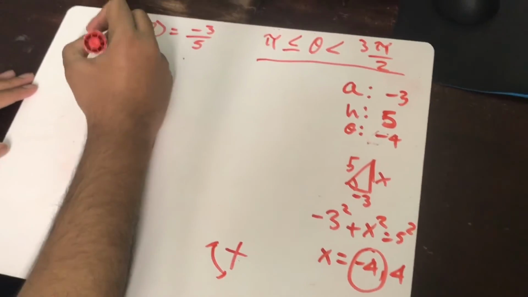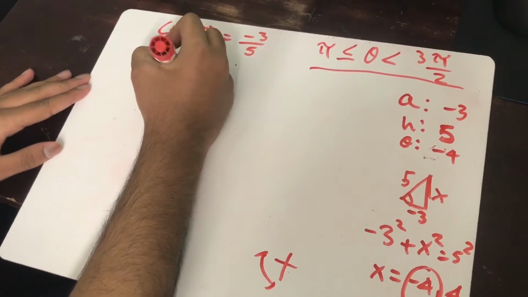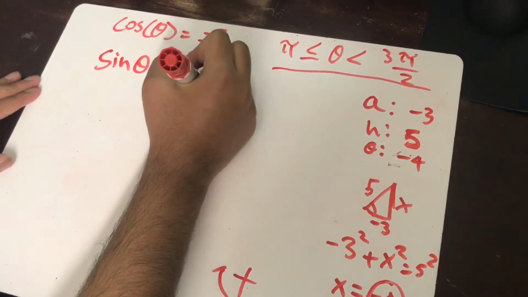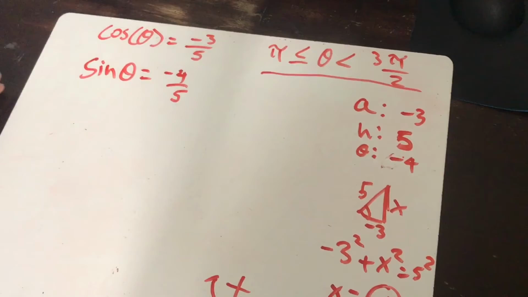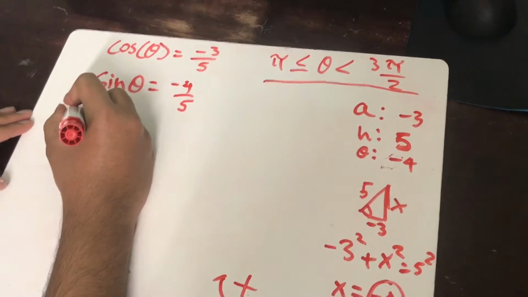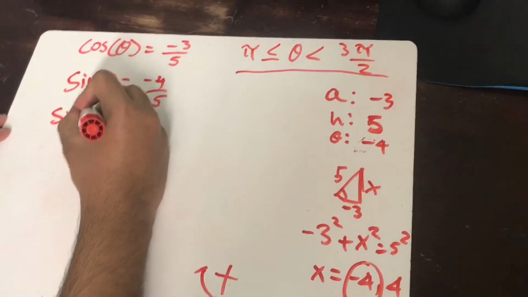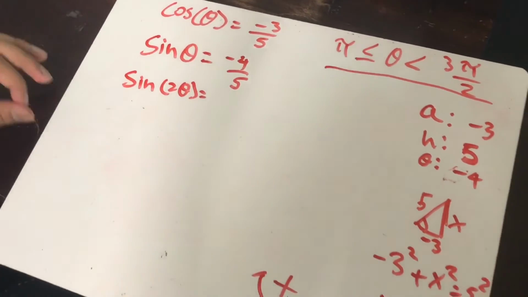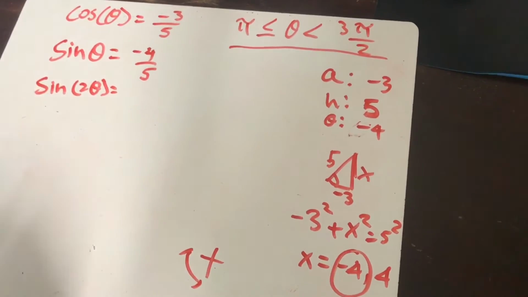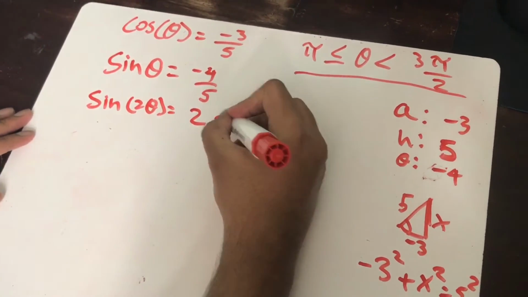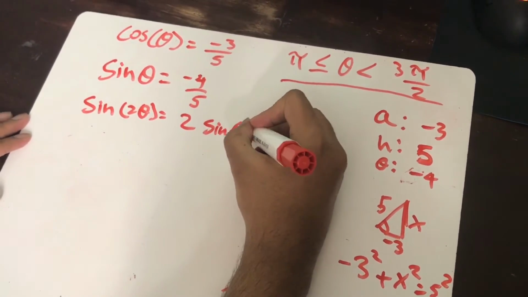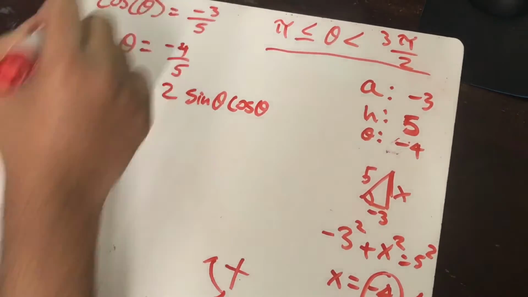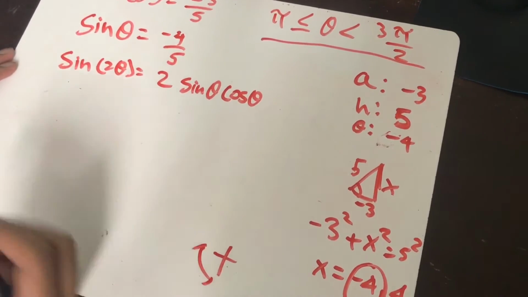Okay, now we can write sine of theta equals negative 4 over 5. However, what we need is sine of 2 theta. Sine of 2 theta equals what? We're going to use the double angle formula for this, which is 2 sine of theta multiplied by cosine of theta. Because we already have sine and cosine, we're just going to plug them in.